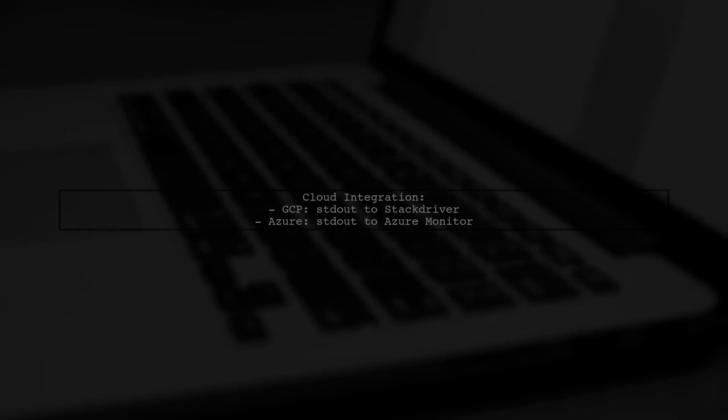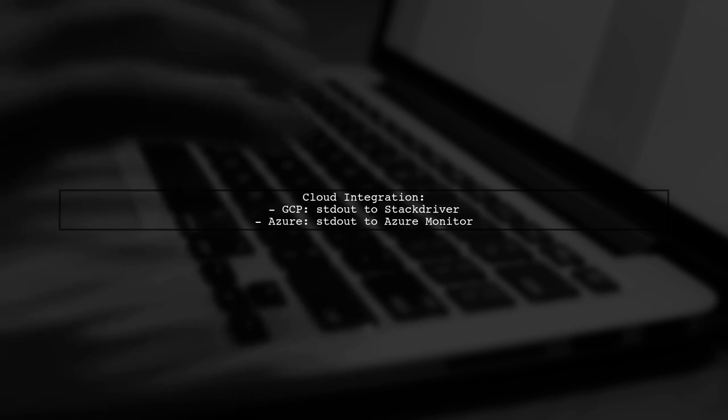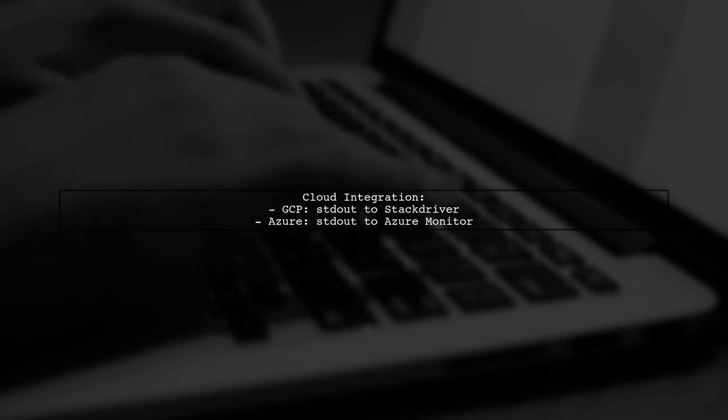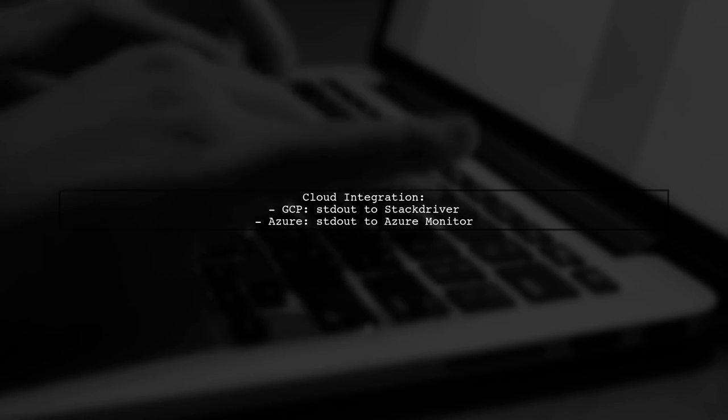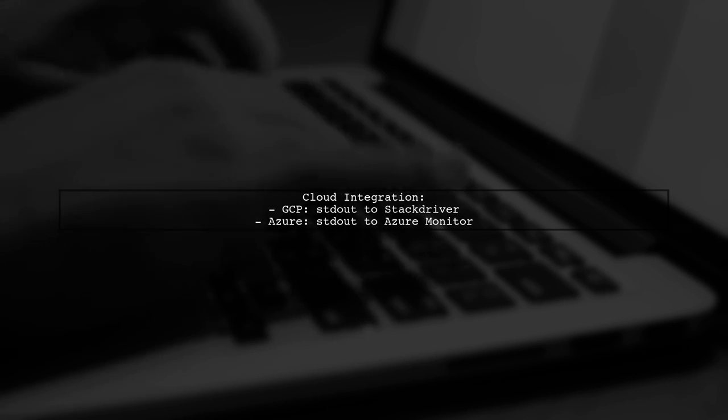You can send logs to a single sink, multiple sinks, or use a router to manage logs from one sink to another. This flexibility is key in cloud environments. In cloud platforms like GCP and Azure, logs to stdout are automatically picked up and sent to monitoring tools, simplifying the process.